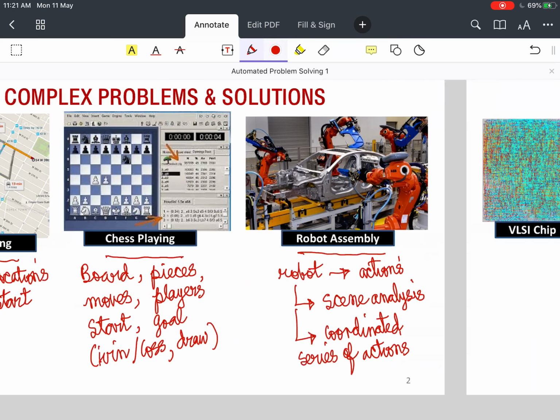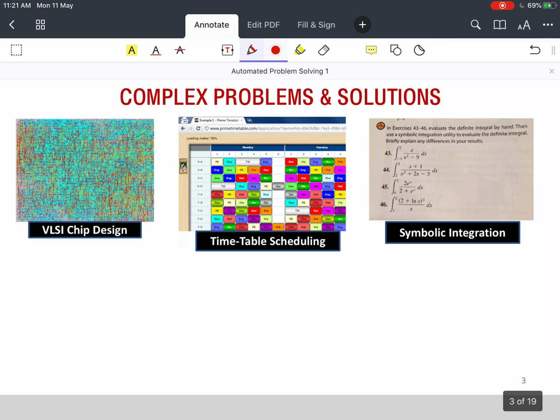Let us see a few more problems. All of us use a circuit board or a chip, and in a chip there are millions and trillions of transistors connected to each other. This diagram which we see here is just a diagram of a layout of a chip. Now a chip consists of components, and then each of these components needs to be connected by wires.